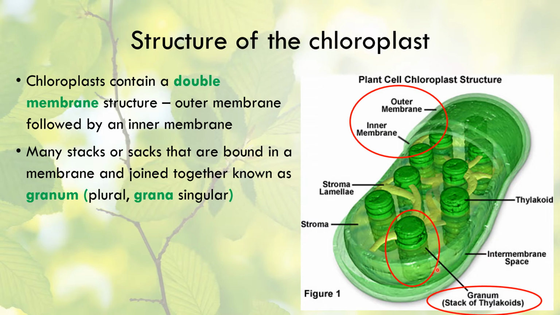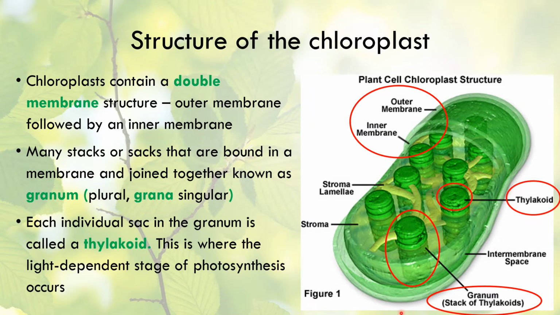We have these stacks here called grana, or granum if you're talking about just one. So we have these stacks of little pancakes here. Each one of the pancakes is known as a thylakoid. So any one of these little coins or discs, however you want to refer to them, is called a thylakoid. It's really important because this is where the light-dependent stage of photosynthesis is actually happening.